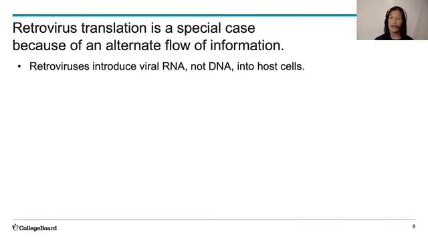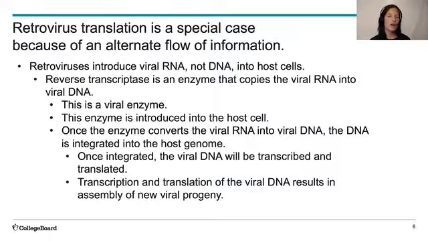Retroviruses are a special case. They do this in a little bit of a different way. What they do is introduce viral RNA, not DNA, into the host cells. So we've been talking about a sequence where DNA goes to RNA, goes to a protein. Retroviruses start with that RNA piece. They then need a special enzyme called reverse transcriptase, an enzyme that copies viral RNA into viral DNA. So it goes backwards from our normal process of transcription. It's going RNA to DNA. This is a viral enzyme that becomes introduced into the host cell.